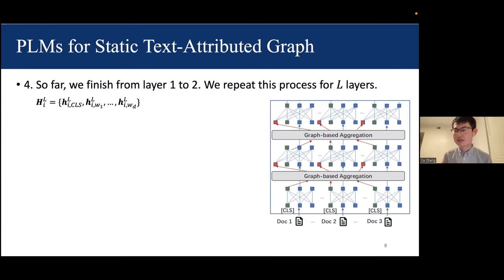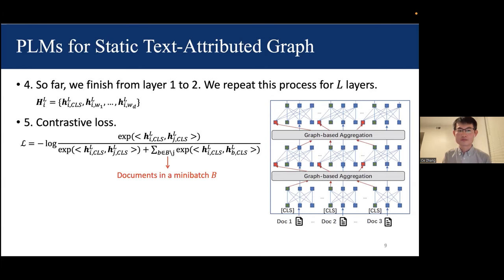This is why we say this architecture is a nested architecture, because two models are nested at each layer to better integrate both text and graph structure so that we can output unified document embeddings. So as the output, we obtain HL. This is the output from L layers.